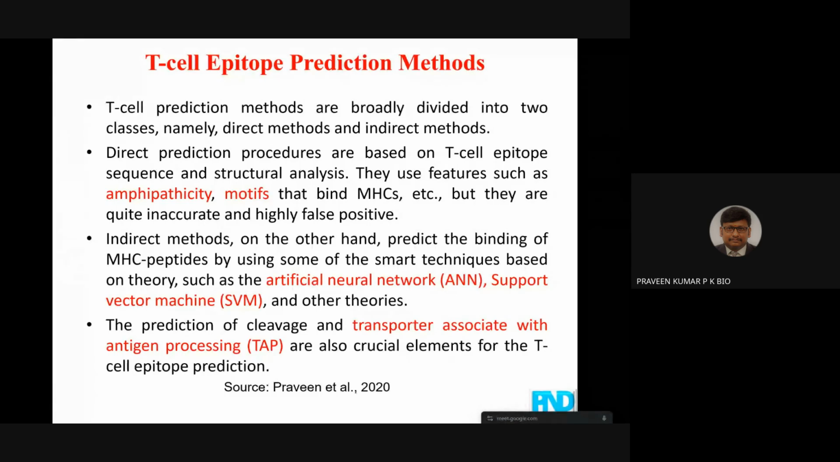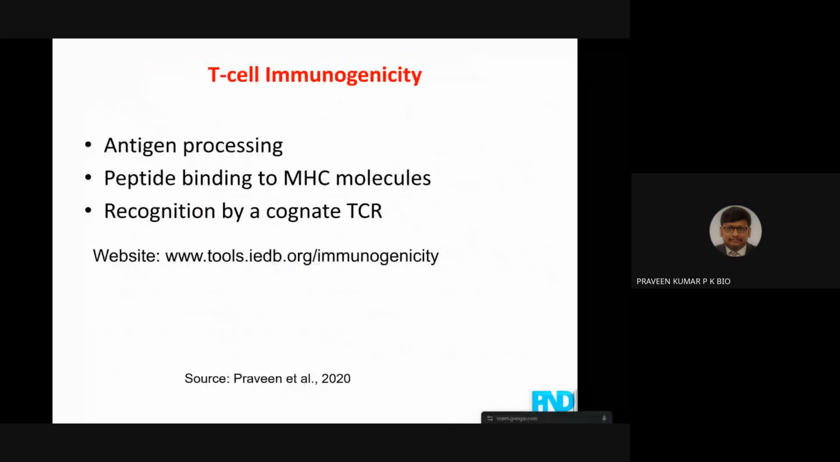And in T cell epitope prediction, it's not just limited to MHC1 and MHC2. We can also predict something called TAP, transporter associated with antigen processing. We can also check features like amphipathicity, motifs, etc. For this, they use machine learning techniques like ANN and support vector machines. One such tool is T cell immunogenicity. For checking T cell immunogenicity, one has to go to this tool. Here, immunogenicity is predicted through antigen processing, peptide binding to MHC molecules, and recognition by a cognate T cell receptor.